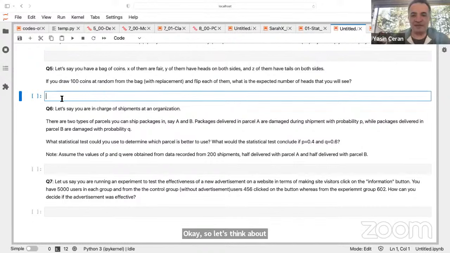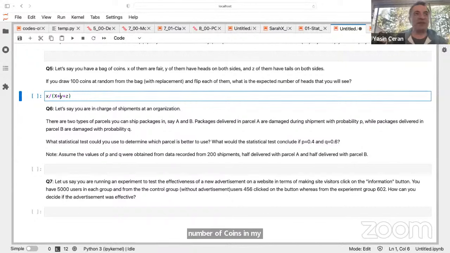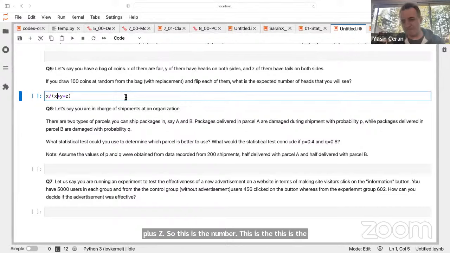So let's begin with X, because X comes first. We have X number of coins. So what is the probability that when I draw a coin from this bag, I'm going to get one of these coins which are fair? It's basically X over the total number of coins in my bag, right? So X over X plus Y plus Z. So this is the probability that I'm going to be drawing a fair coin.